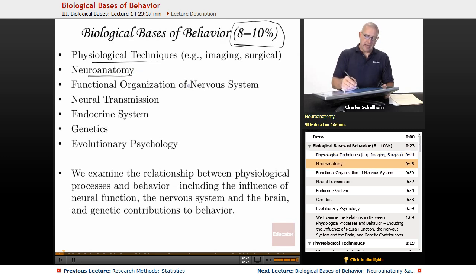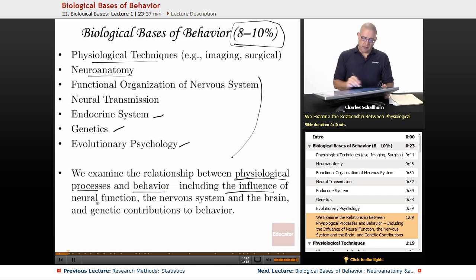of neuroanatomy. And in this entire unit, we're also going to be looking at the nervous systems, neural transmission in neurons, neurotransmitters, the endocrine system, which of course is hormones. We also have a segment on genetics and evolutionary psychology. And this is sometimes called biobehavioral psychology, but we're looking at physiological processes and behavior, including the influence of neural function, the nervous system, and the brain, and genetic contributions to behavior.